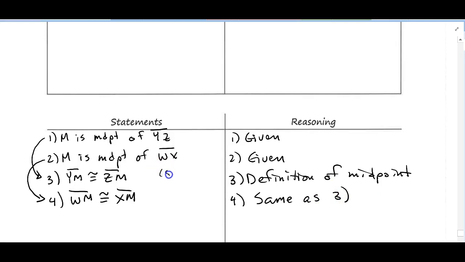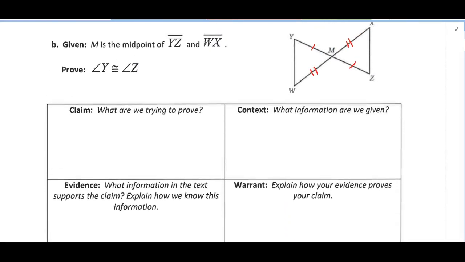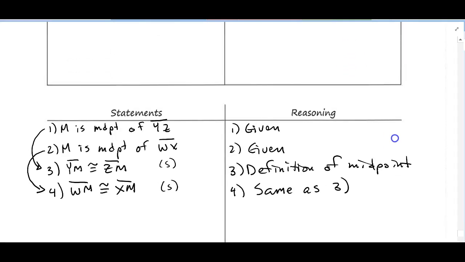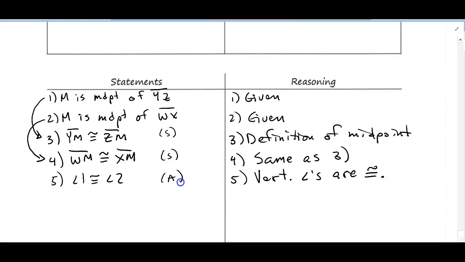Alright, so far I have a pair of sides here and a pair of sides here. Let's go take a look at our picture since we've used all our given. And we can see that I have a pair of vertical angles here. We like vertical angles because they're always congruent. So I'm going to label them 1 and 2 just to make it easier to write in my proof. So step 5, I've got angle 1 is congruent to angle 2. And my reason is vertical angles are congruent.